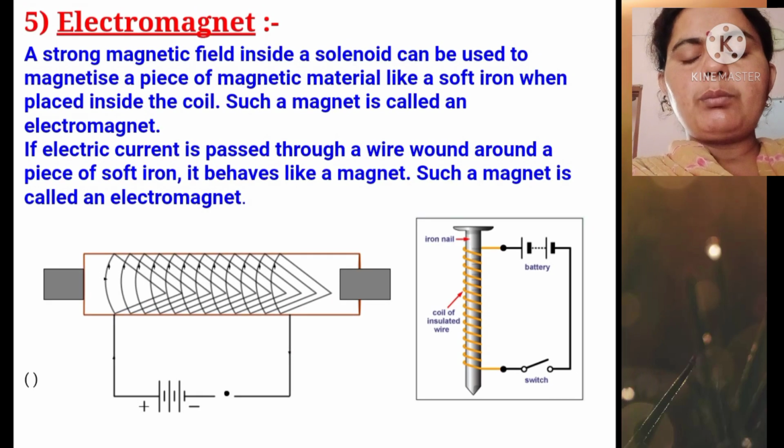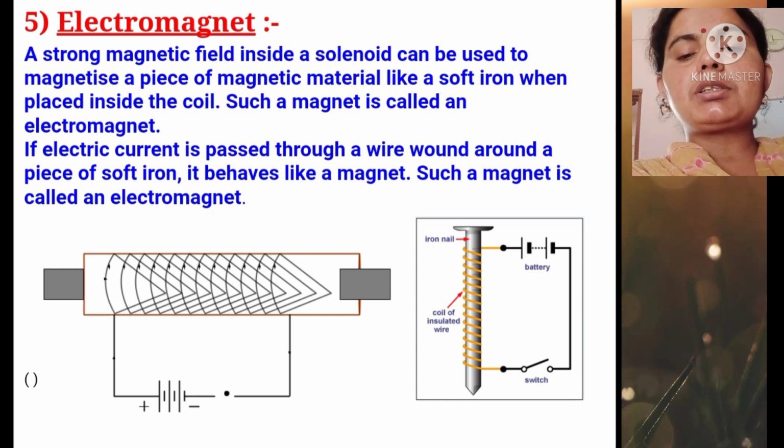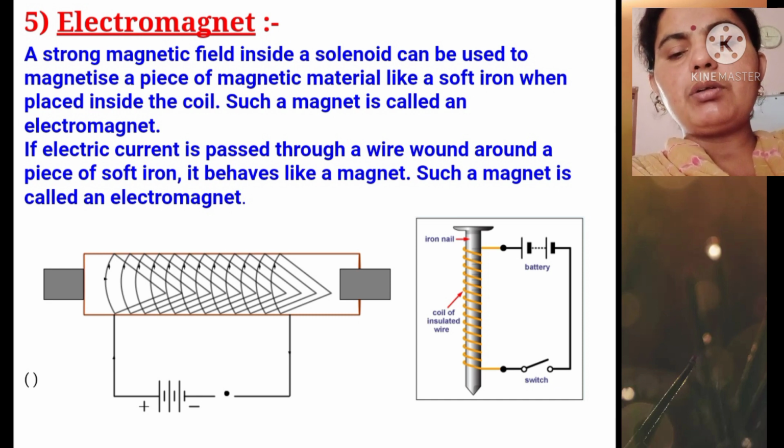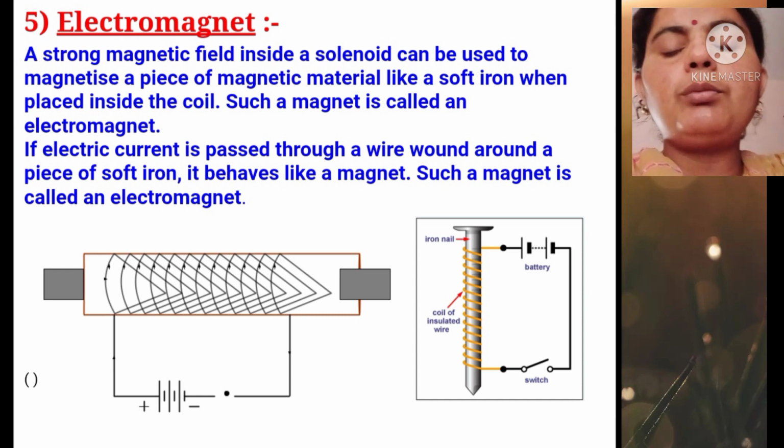Now, the electromagnet. A strong magnetic field inside a solenoid can be used to magnetize a piece of magnetic material like soft iron when placed inside the coil. Such a magnet is called an electromagnet. If electric current is passed through a wire wound around a piece of soft iron, it behaves like a magnet. Such a magnet is called an electromagnet.